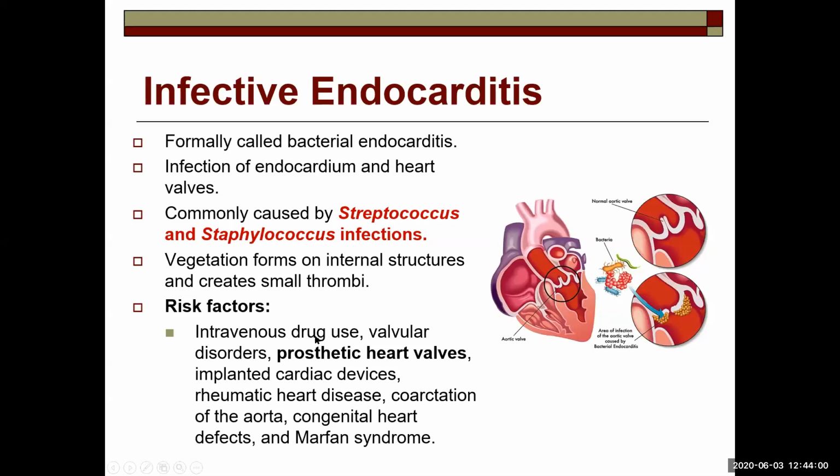Risk factors would be intravenous drug users, valvular disorders, and prosthetic heart valves. So you always want to make sure that after you put in a prosthetic heart valve, patients do not get an infection. Sometimes you put them on prophylactic penicillin for a long period of time to prevent any of this from happening. You'll find this also with implanted cardiac devices, rheumatic heart disease, coarctation of the aorta, congenital heart defects, and Marfan syndrome. So these are some of the predisposing factors.